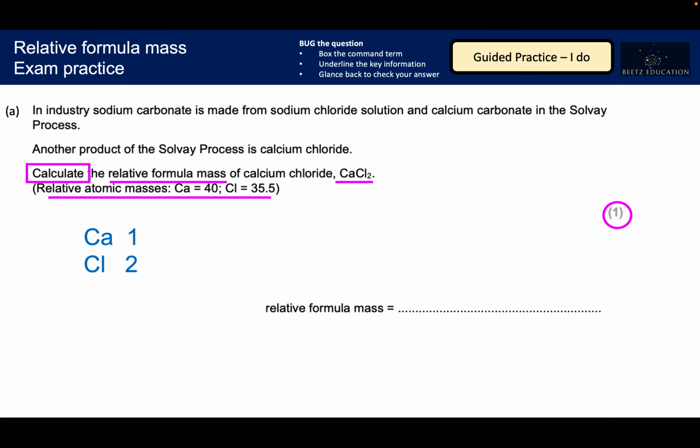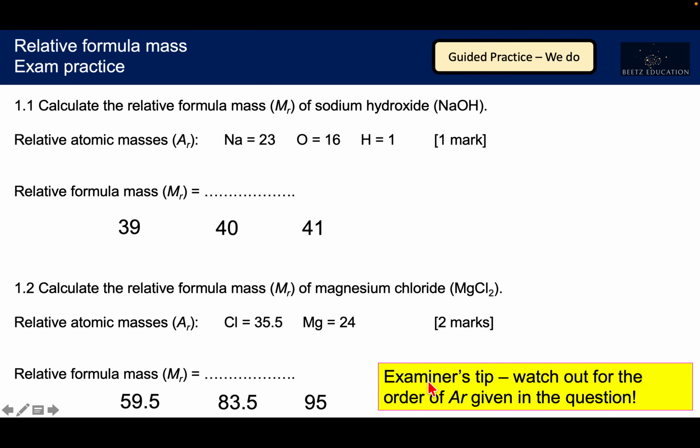I start off by listing the symbols and the number of atoms of each element. There is no number after the Ca, so I know there's 1 atom of calcium, and there's a 2 after the chlorine, so I have 2 atoms of it. I then multiply each by their relative atomic mass, again, which is given in the question. I then add those values together to give me a grand total of 111. I'm going to do a quick glance back to make sure that I've assigned the correct relative atomic mass from the question to each symbol. I'm happy. I'm going to move on.